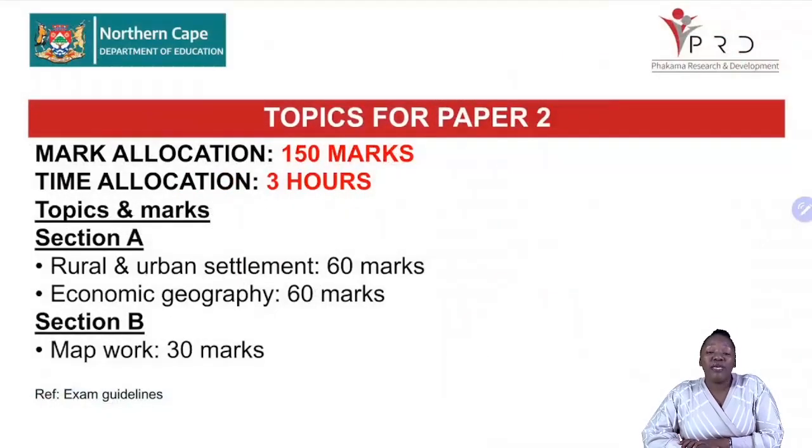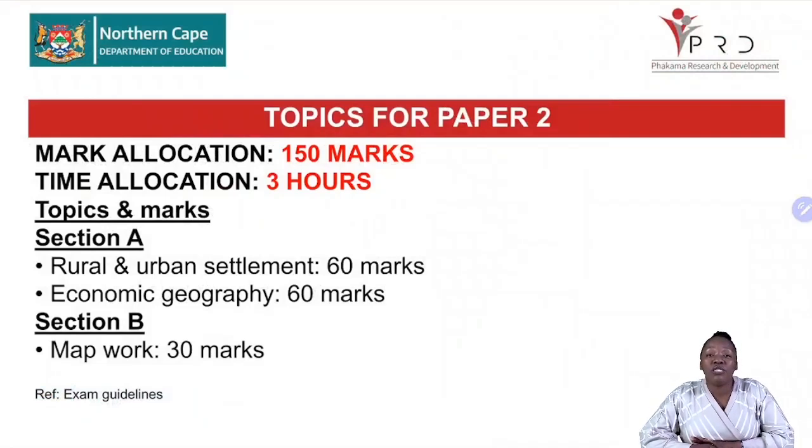So we're going to start with the structure of the question paper. Your question paper 2 is allocated with 150 marks and the duration of your paper is 3 hours. In that question paper, you will have 2 sections, which is your section A as well as your section B. Under your section A, you will have 2 questions. Your question 1 will be your rural and urban settlement questions. That will be 60 marks. And in the economic geography, which is your question 2, it will also be 60 marks.